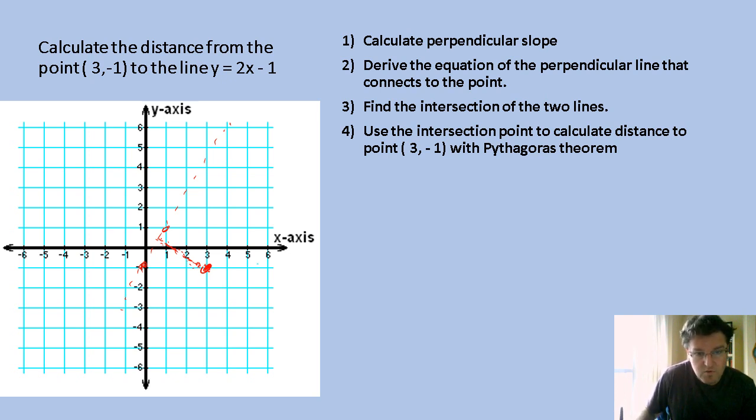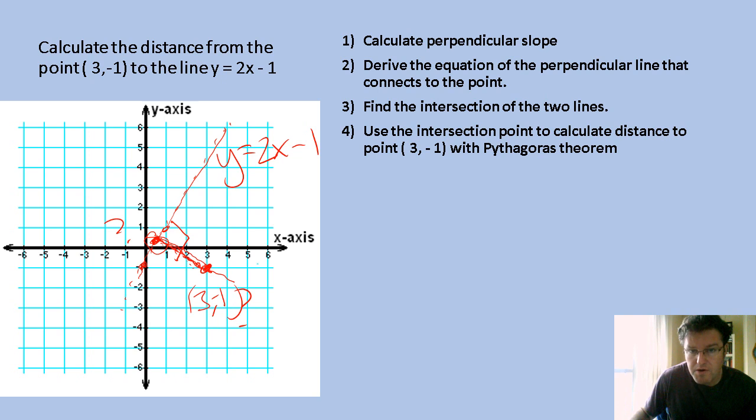What we're going to do first of all is look at this line, and then use the perpendicular slope to that. Then I'll figure out an equation of the line that connects the point I'm working with and whatever point it hits on this line. I'll find the intersection of those two lines, find that point, and then finally, it's just a matter of using the Pythagorean formula to find the distance between the two points.